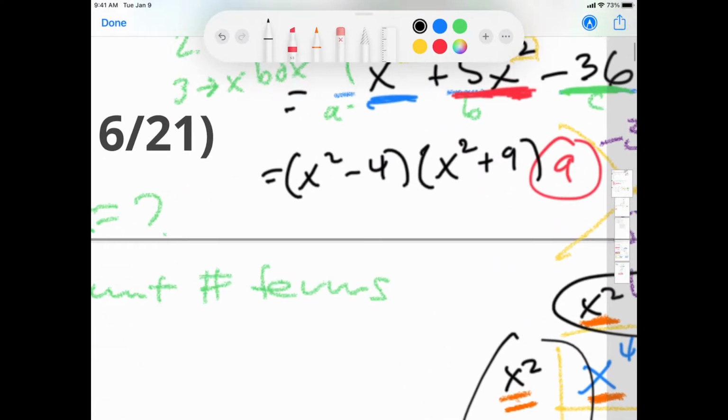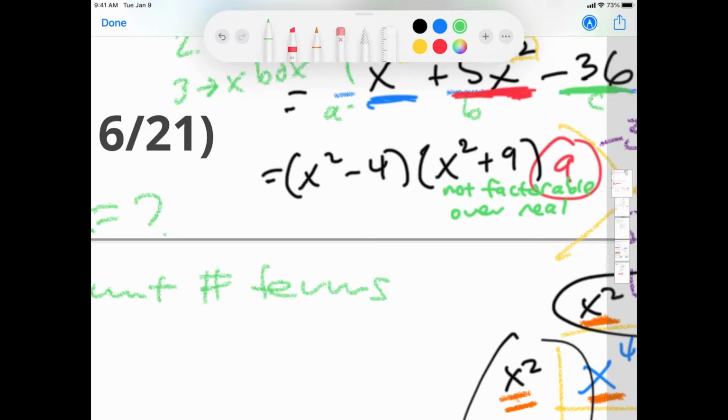Okay. Some things that you should notice or observe is that this one is not factorable over the real numbers. Let me write that in a pen color. Not factorable over the real numbers. That's just kind of like where you're at.